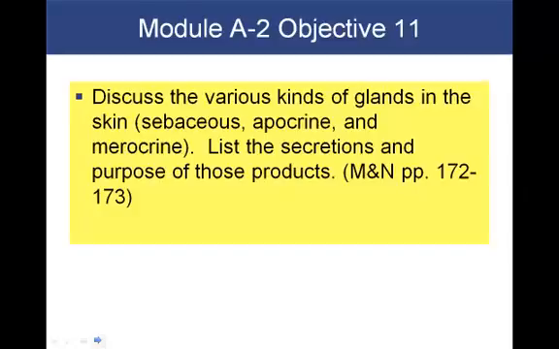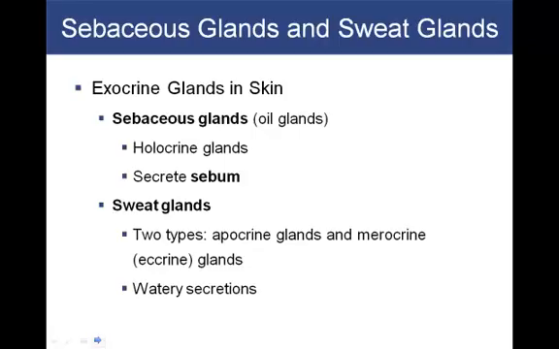In Module A2, Objective 11, we're going to look at different types of glands in the body. And the first grouping we're going to look at are the exocrine glands. Exocrine glands are glands in the skin that release products associated with the integument.